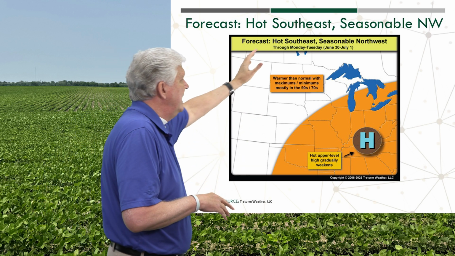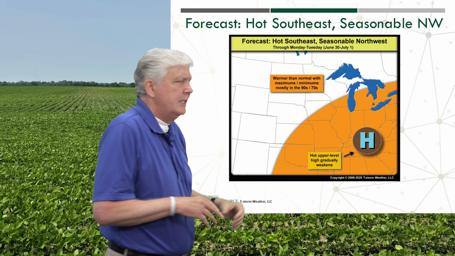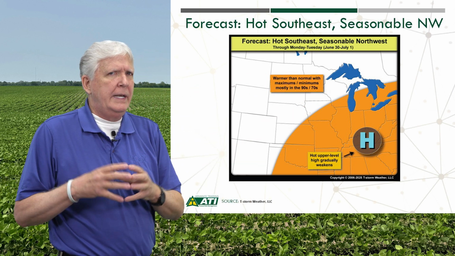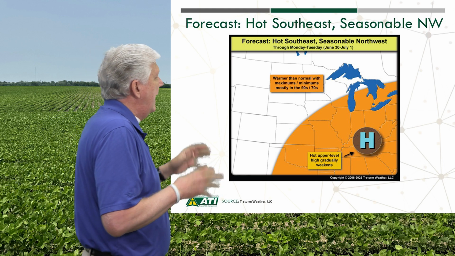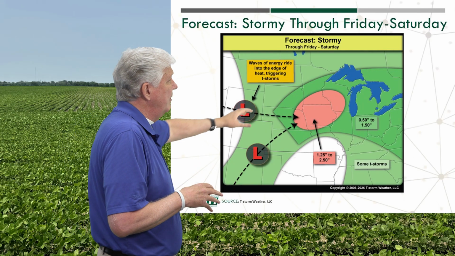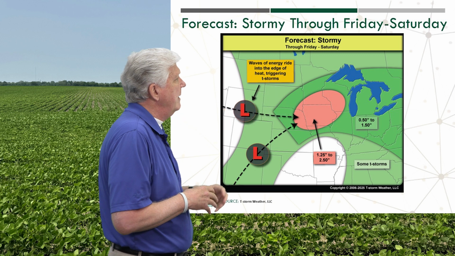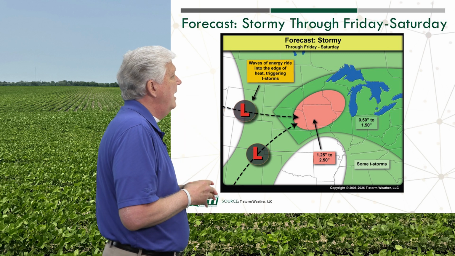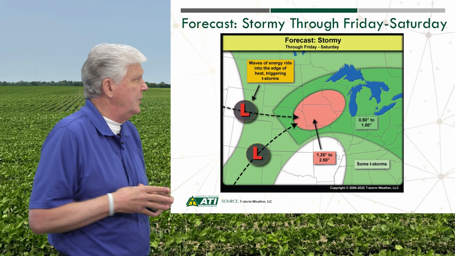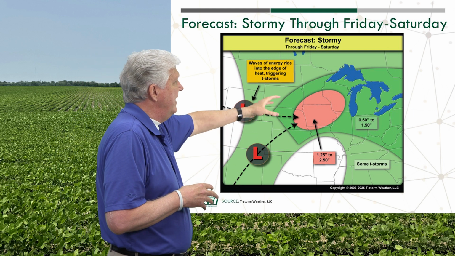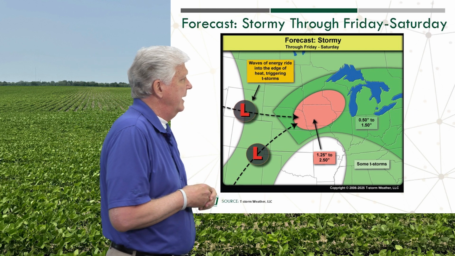But as we move south and east across that orange area, it's still going to stay hot all the way through Monday, Tuesday of next week. Highs in the 90s, lows in the 70s. What about rainfall? Looks like there's going to be some rainfall through Friday, Saturday of this week. Heaviest amounts there in the pink area, 1 1/4 to 2.5 inches, but plenty of green, 1/2 inch to 1 inch, all across the Midwest.